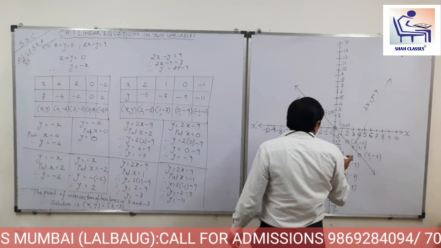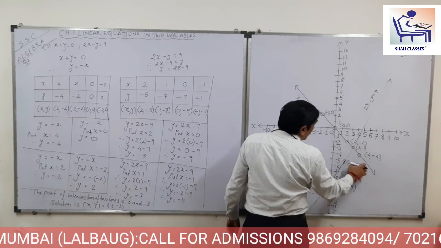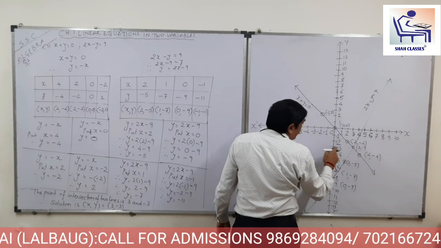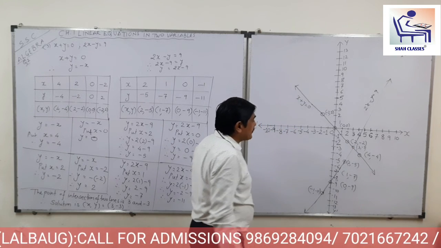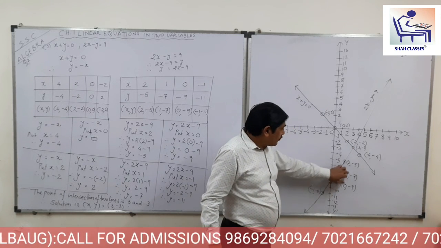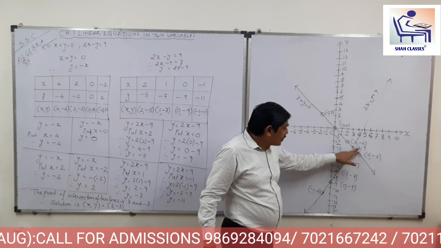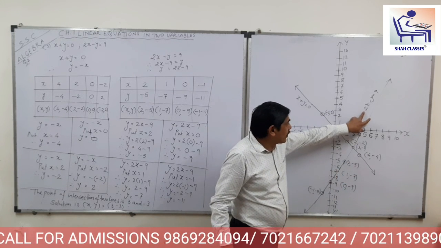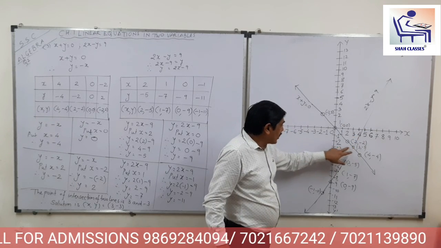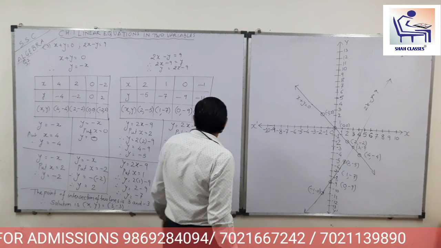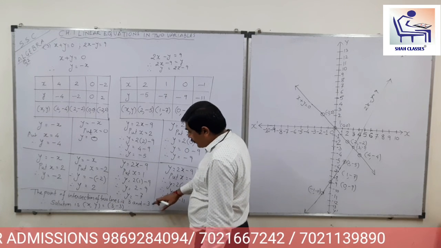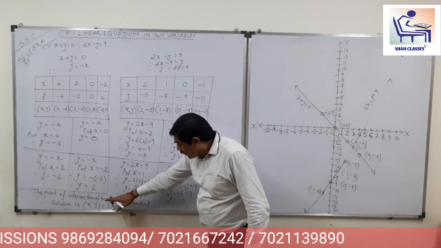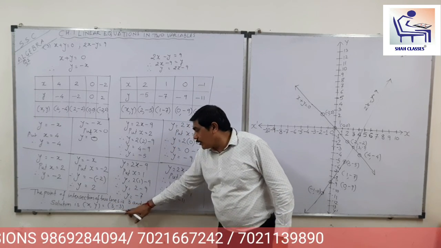After plotting these points, we got the point of intersection as 3 on the x-axis and minus 3 on the y-axis. So here we have seen all the 4 points for this line, and these 4 points are for 2x minus y is equal to 9, and it intersects at 3 and minus 3. So your final answer is the point of intersection of the two lines is 3 and minus 3. Therefore your solution is x, y is equal to 3, minus 3.